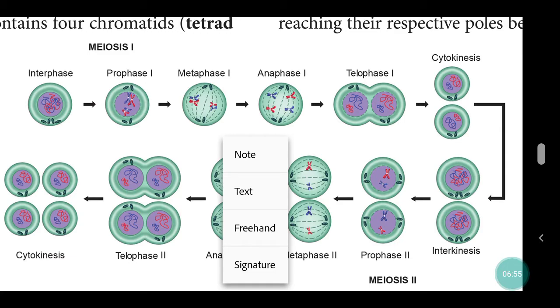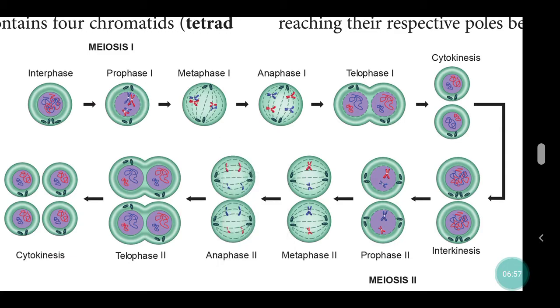The next bottom picture is meiosis 2. There you see interkinesis. Prophase 2, what are the changes? Metaphase 2, what are the changes? It is clearly given. The chromosomes inside are going here and there. And at telophase 2, finally cytokinesis. Actually, in meiosis 1 we are getting 2 haploid cells, but in meiosis 2, finally we are getting 4 haploid cells.